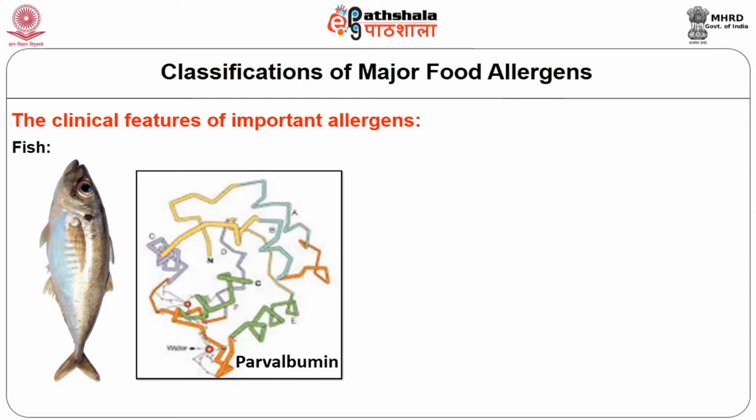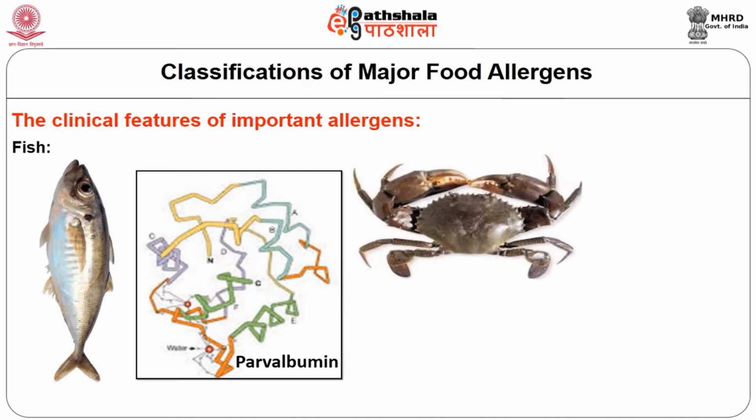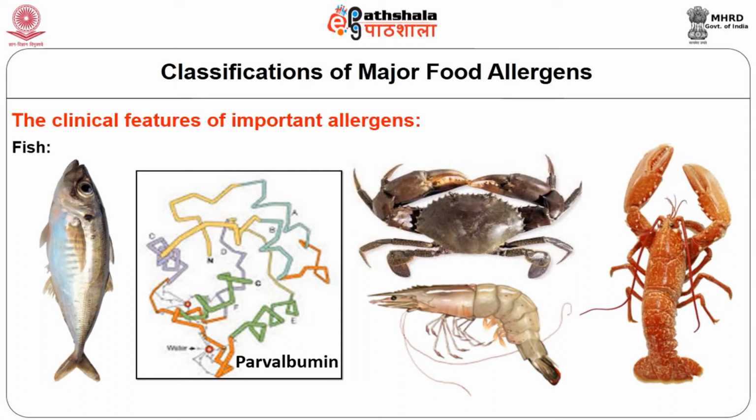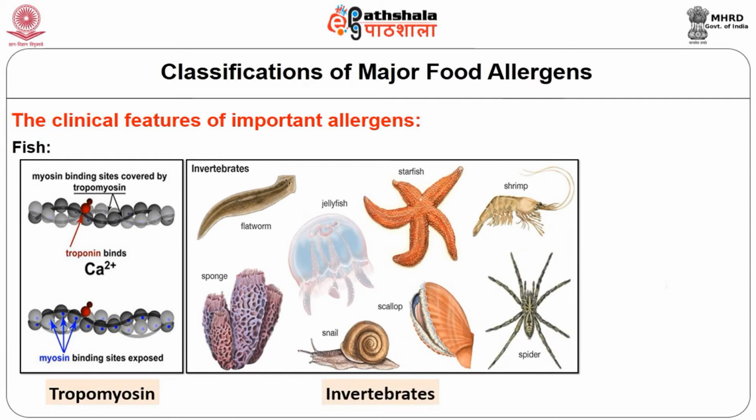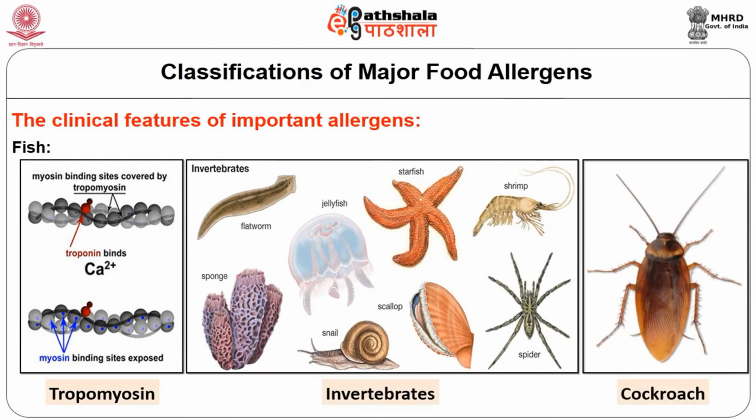Similar to finned fish, allergens found in crab, shrimp and lobster are also very severe. Tropomyosin, a muscle protein, is responsible for the allergic reaction, and it is also found in some invertebrates like insects and cockroaches.